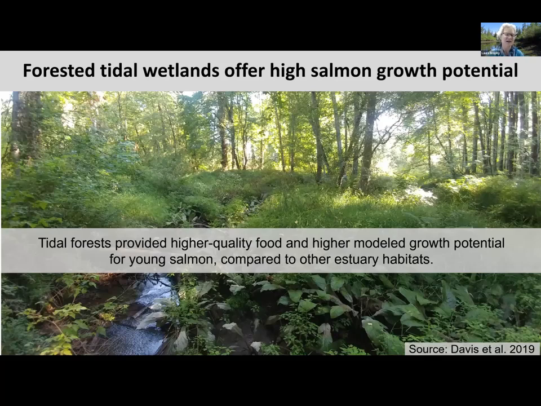They did note, though, that the tidal forests provided higher quality food and higher modeled growth potential for young salmon compared to other estuary habitats. So that was an important point that they brought out.